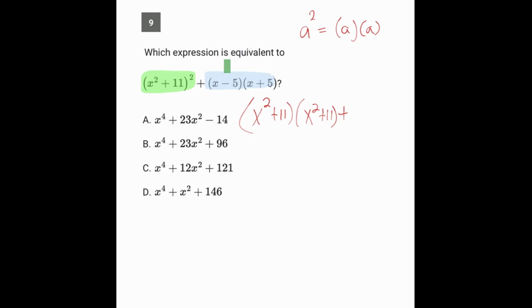So first times first is x squared. So we're doing first, outer, inner, last, we're FOILing. Outer times outer is 5x. Inner times inner is negative 5x. And last times last, negative 5 times positive 5, that's negative 25.